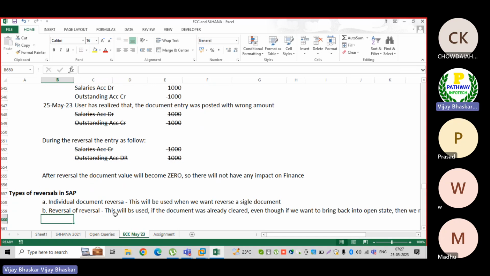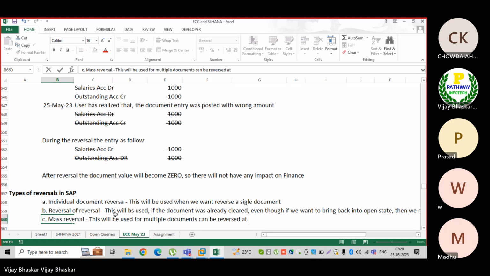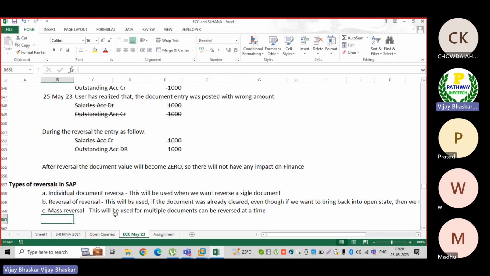Then the next one is mass reversal. This will be used when multiple documents can be reversed at a time. Okay, if I want to reverse multiple documents. So now these are the reversal options which are available in the system.